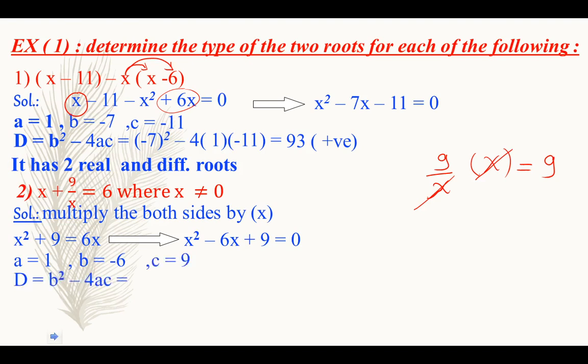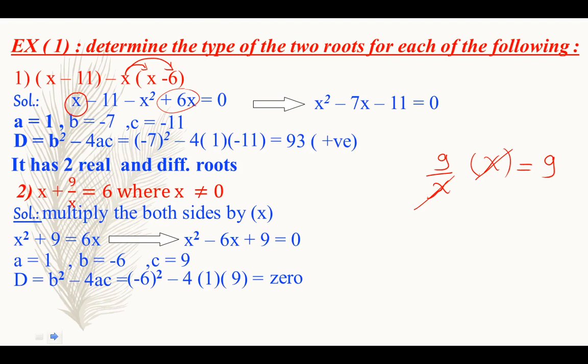By using the discriminant, b power 2 minus 4ac, negative 6 power of 2 minus 4 times a equals 1 times c equals 9. The result will be 0. So the discriminant equals 0.